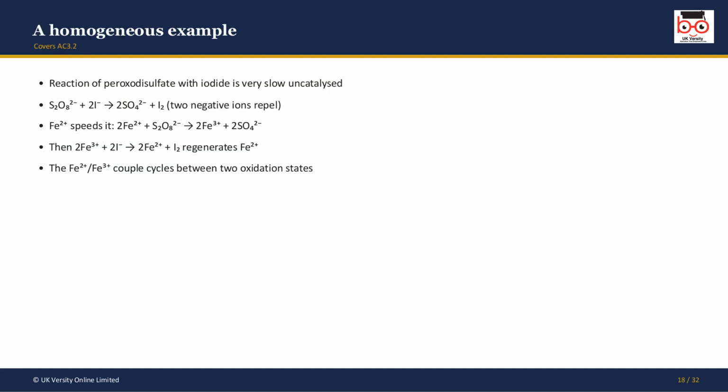Here's the homogeneous example in detail. The reaction of peroxydisulfate ions with iodide ions is very slow on its own, because both are negative ions and they repel each other. Iron 2+ speeds it up beautifully. First, the iron 2+ reacts with the peroxydisulfate, becoming iron 3+ and forming sulfate ions. Then the iron 3+ reacts with the iodide ions to give iodine, and in doing so it turns back into iron 2+. The ion cycles between its two oxidation states, so it's regenerated and keeps working.